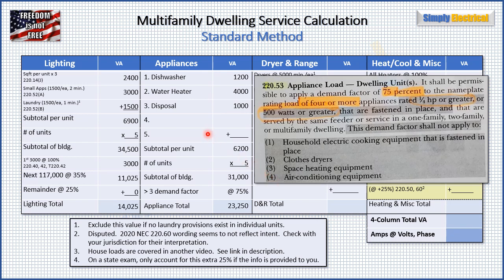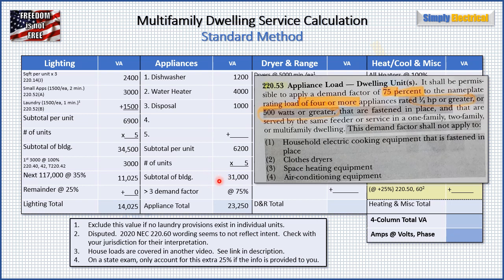So let's go ahead and plug in our numbers and see how this plays out. We've got our appliances listed here. We've got dishwasher, water heater, disposal, and their values listed over here. We're going to add those together. We get our subtotal per unit. Remember, this is per unit, and we get 6,200 VA per unit. Once we have that, we can multiply by the number of units. We have 5, so 6,200 times 5 is 31,000 VA. That is our subtotal of the building.